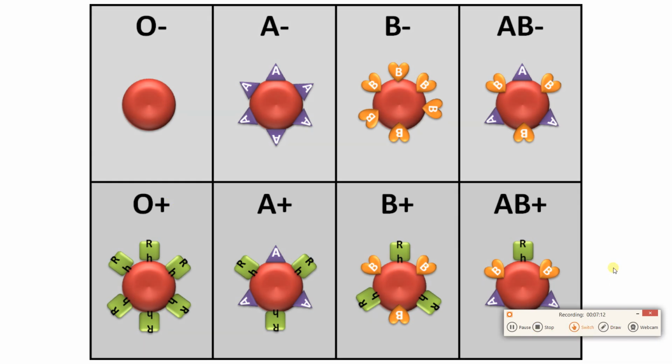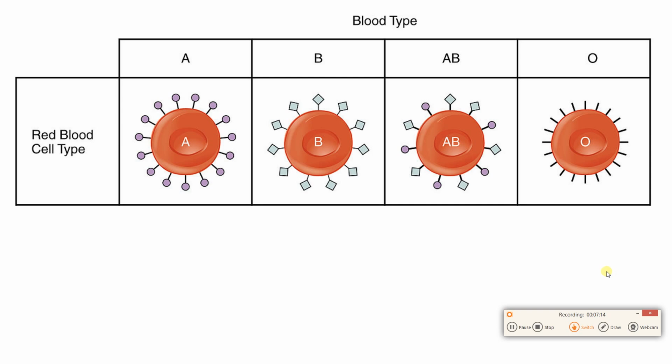All right, good stuff. Here is just another representation. If I'm type A, I've got my A antigen. If I'm type B, I've got my B antigen. Notice that B has no A's and A has no B's. If I'm type AB, I've got both of them. And if I'm type O, I've got neither one.